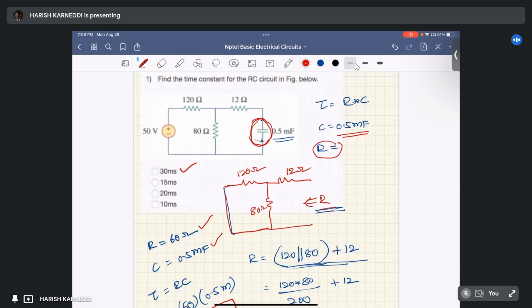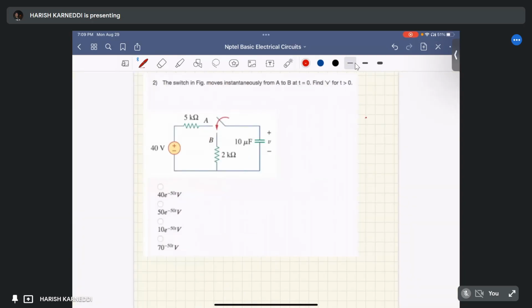We are moving to the next question. The switch in the figure moves instantaneously from A to B. Initially it was connected to the A terminal. Initially the switch is connected to the A position. Then at t equal to 0, the switch moves to the B position.